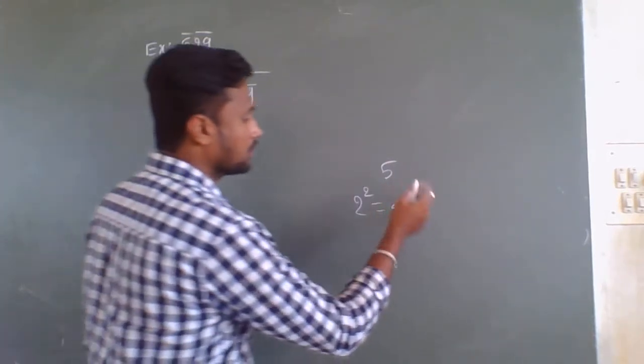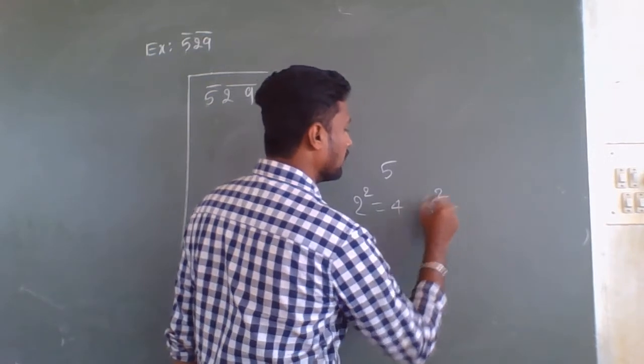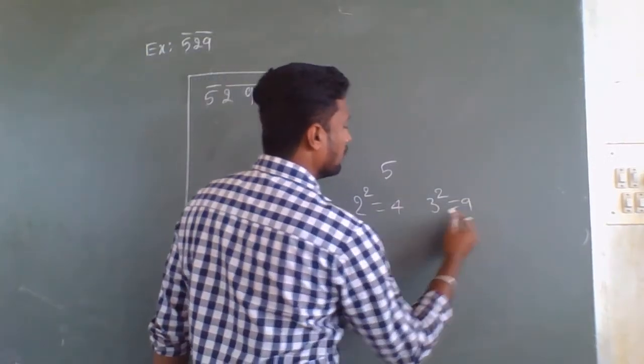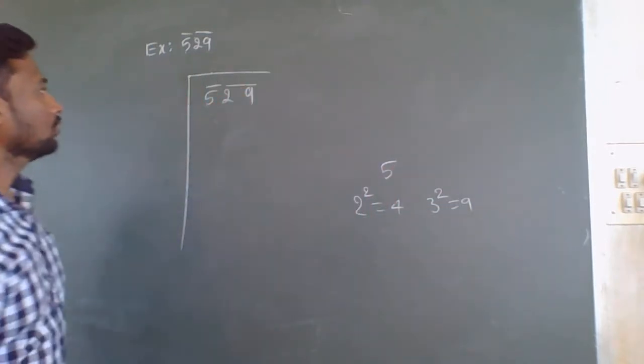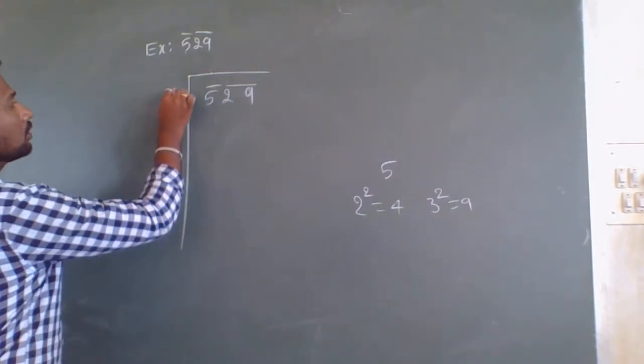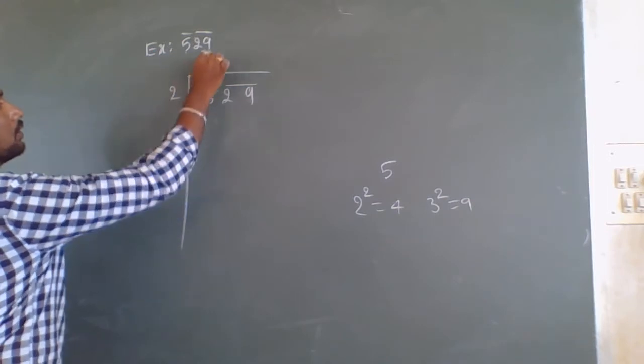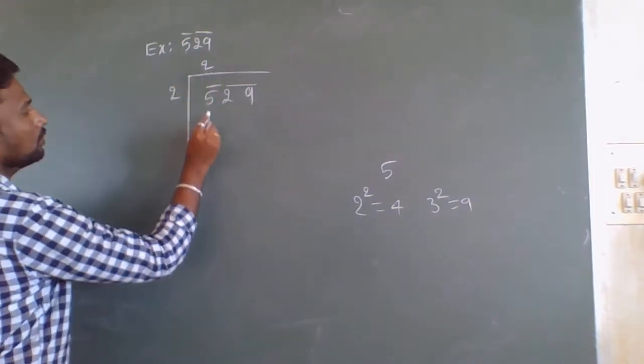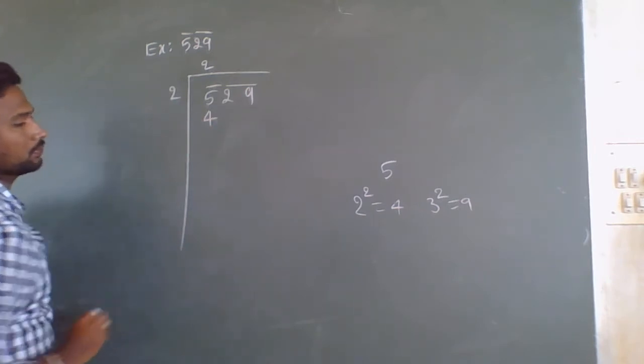Okay. Next we will see 3 square. 3 into 3 means what will you get? 9, which is greater than 5. So what should we consider here? 2 square, 2 into 2. So here I will write 4.